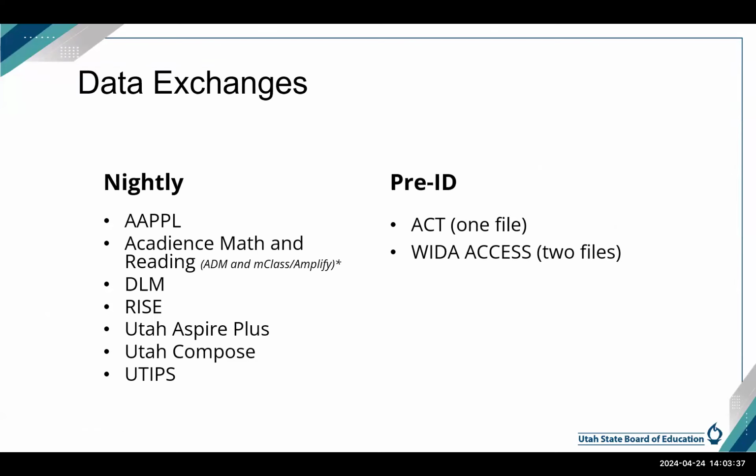Now, how do we roster these students? We do have nightly data exchanges for Amplify, Acadience Math and Reading, if you're using ADM or Amplify. DLM, RISE, Utah Aspire Plus, these are all nightly data exchanges. Also Utah Compose and UTIPS, pretty much all students go into those. So there's not really any, you don't qualify, you just go straight into those. We do a pre-ID file for ACT, and we do 2 pre-ID files for WIDA ACCESS. Yes, question?